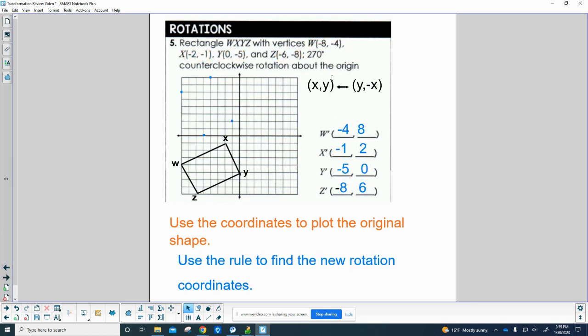So if we use the rule with the original points, we plot our new points, there they are. Now we plot the shape up there, and sure enough, it's in quadrant 2, so that was a 270 degree rotation. And there are the new coordinates that go with it.